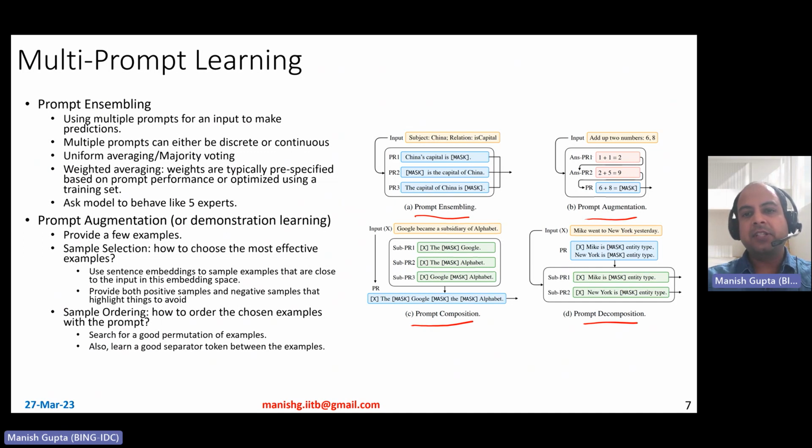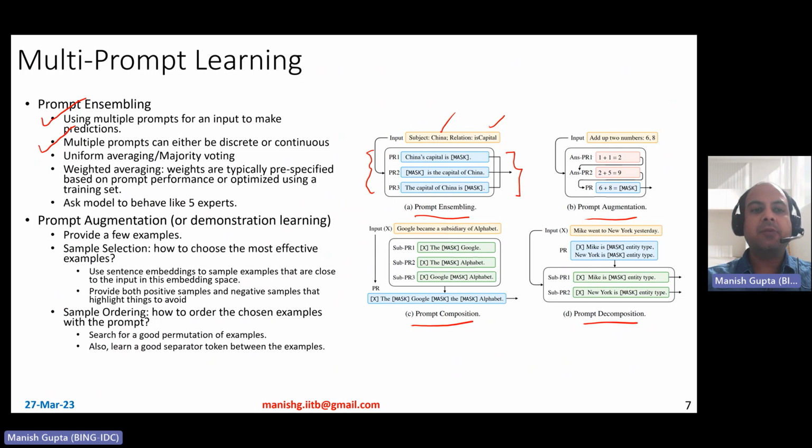Let's say you want to take the country China and ask what is the capital of China. You could ask it in several ways: China's capital is Mask. Mask is the capital of China. Capital of China is Mask. Prompt ensembling is basically using multiple prompts for an input to make predictions. These multiple prompts could be discrete or continuous. In this case, they are all discrete, but you could have a mix as well.